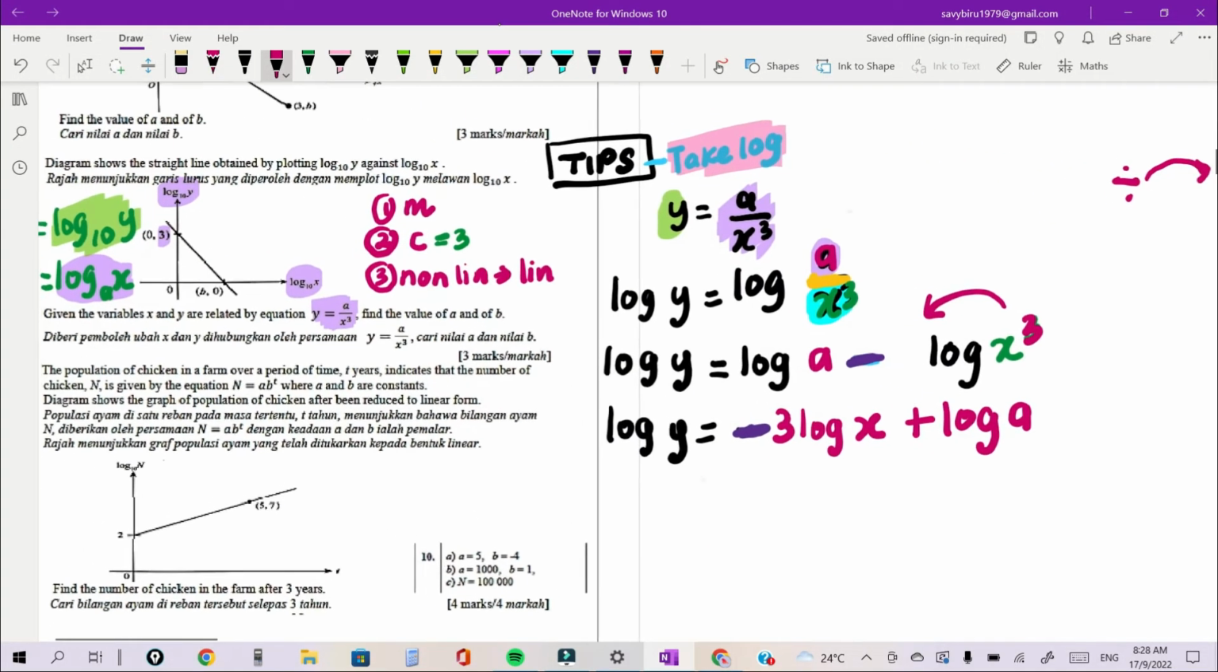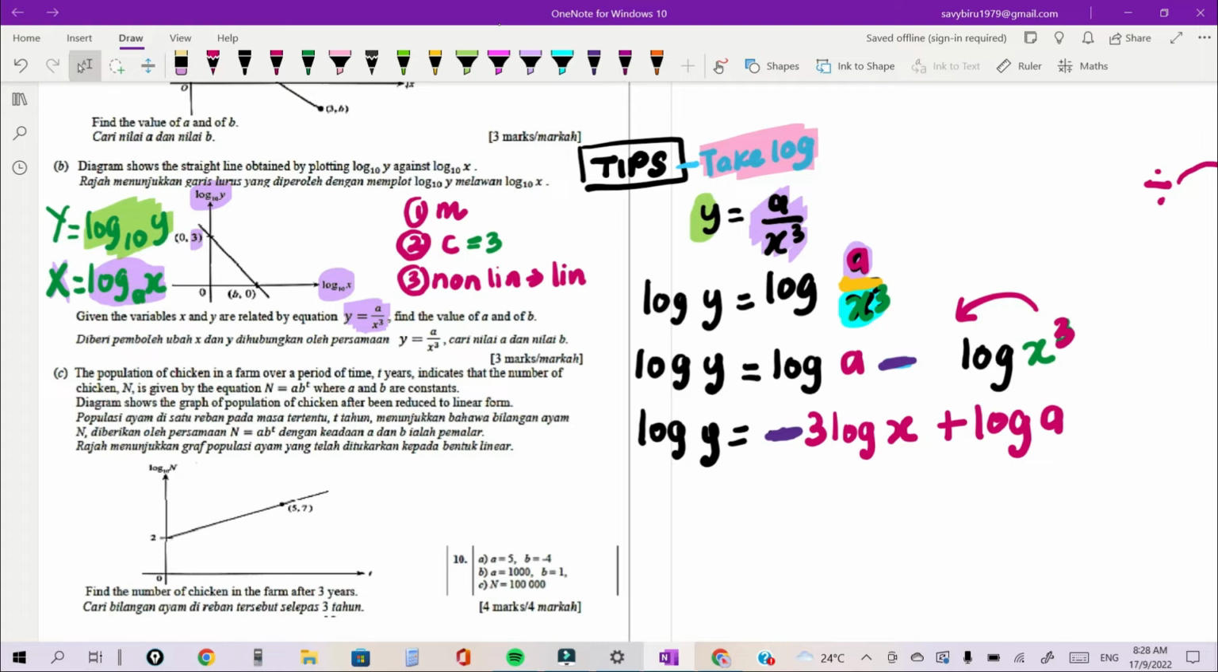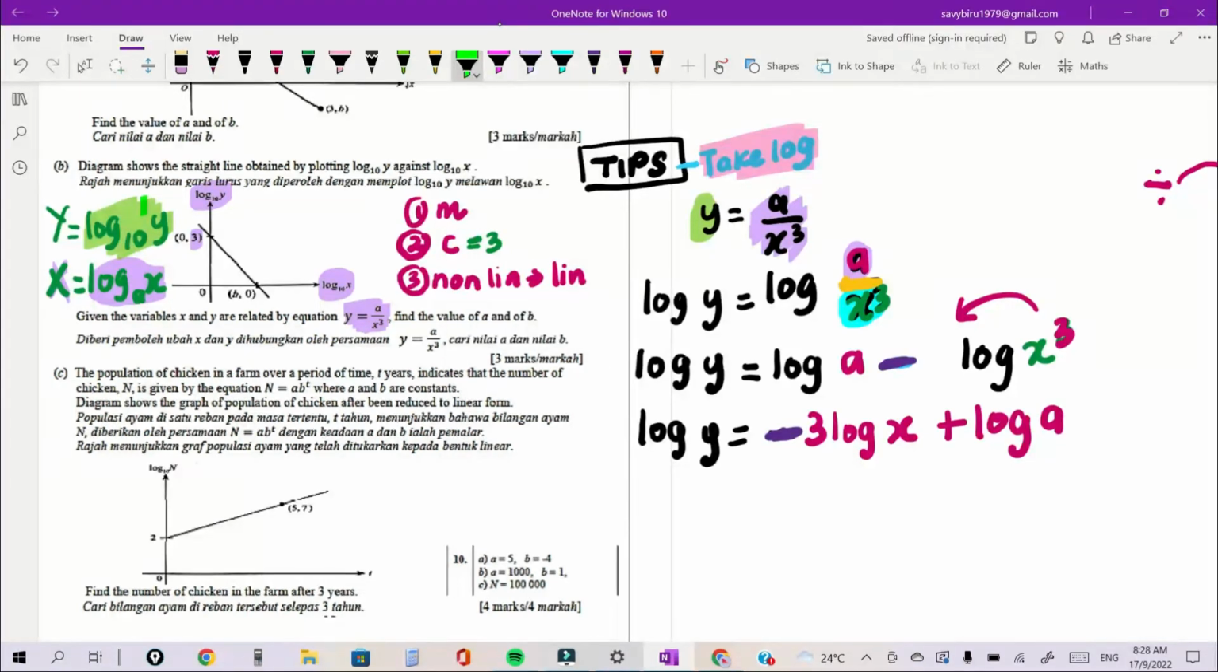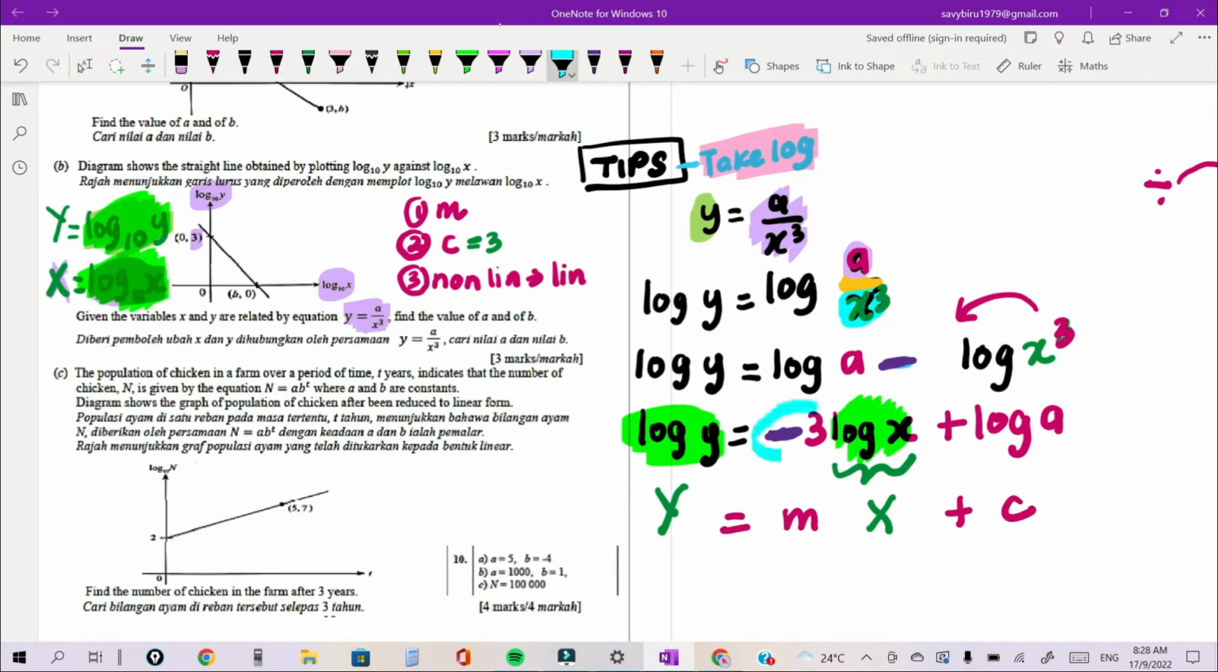Then finally, check back. Earlier we said we need to modify the equation. How? Your left side, make it log y. So we check: is there log y? Yes, this one. This is actually your y-axis. And your x-axis, you modify to make sure it becomes log x. So here, log x, this is your x-axis term. Always arrange in the form of y equals mx plus c. Can you see right now, your gradient is negative 3, and the y-intercept value is log A.